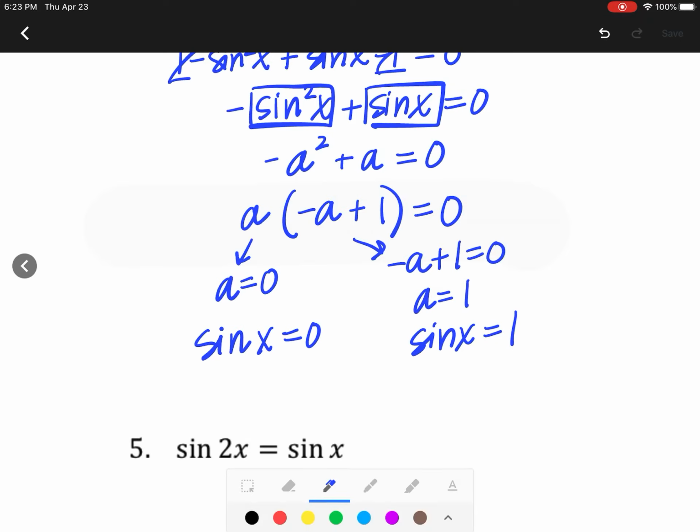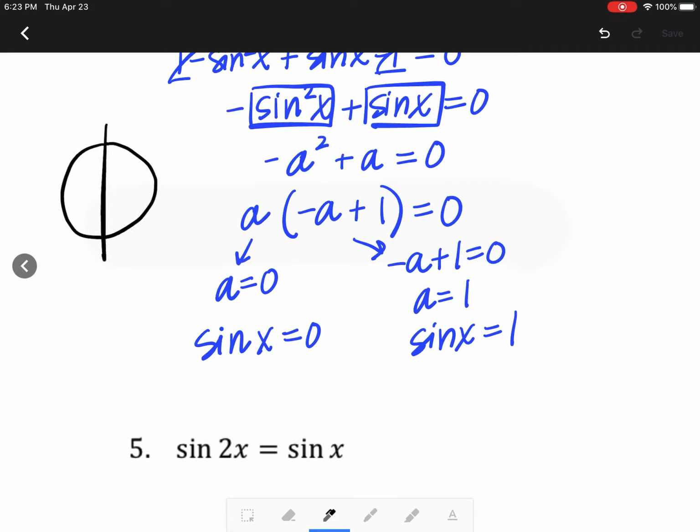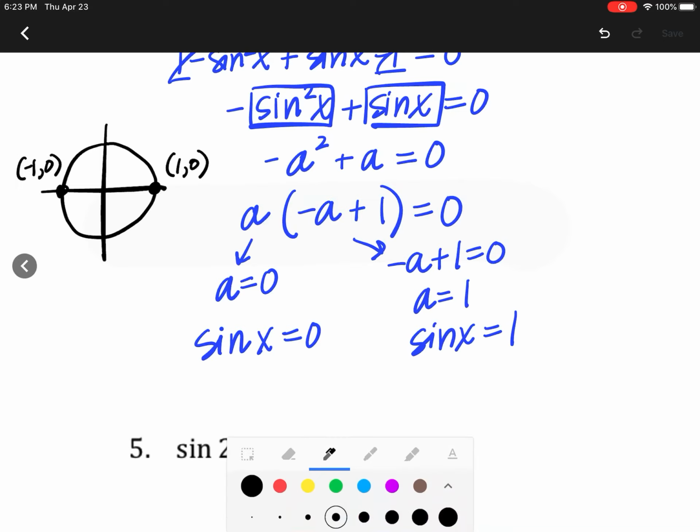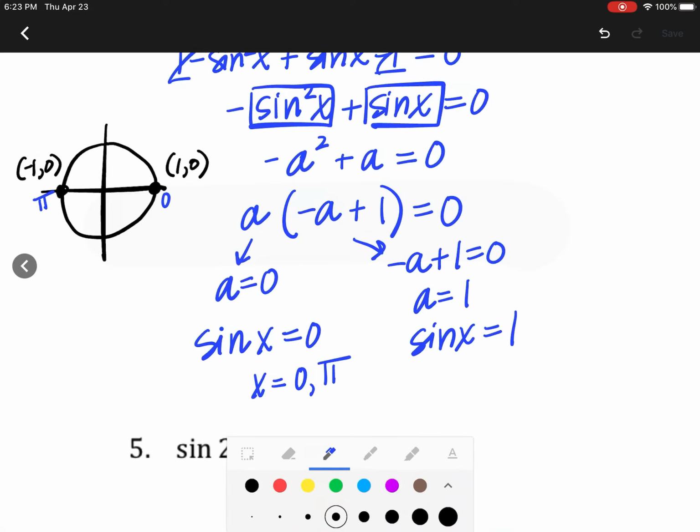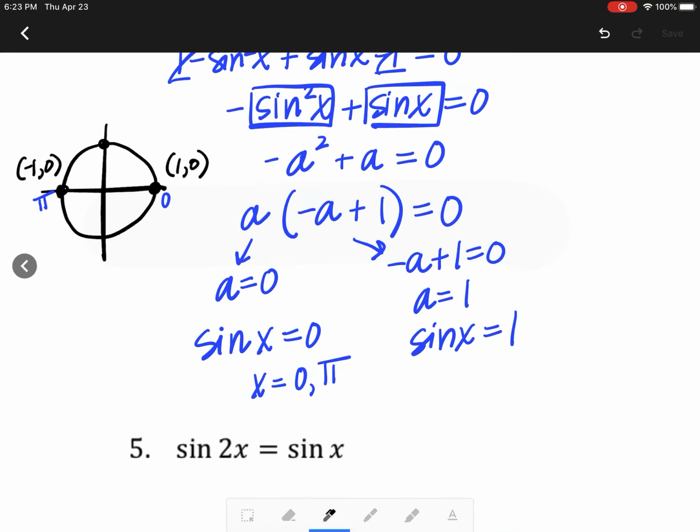So where does sine x equal 0? If I'm thinking through my unit circle, and you guys can totally reference your unit circle in this process, the y coordinate, here and here are where my sine equals 0. Because if you notice, this is 1, 0, negative 1, 0. So for this one, the solution should be x equals 0, that's this angle right here, and pi, that's this angle right here.